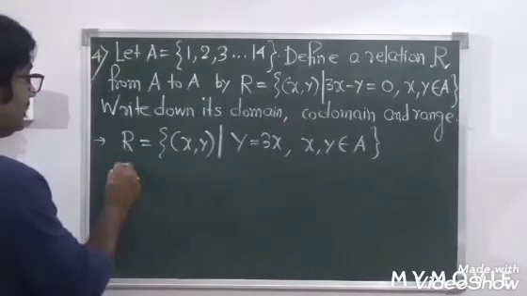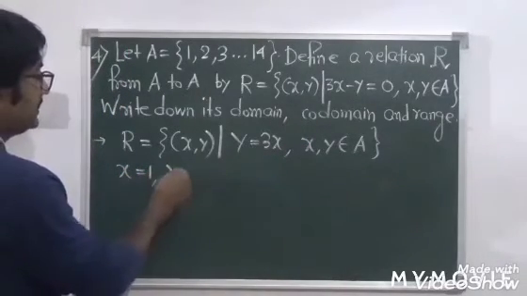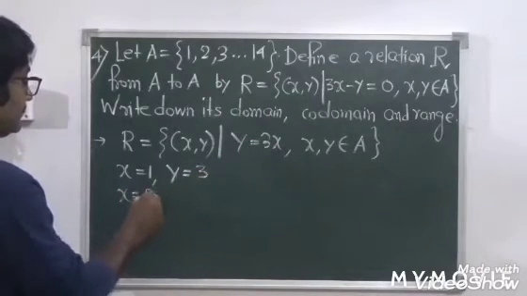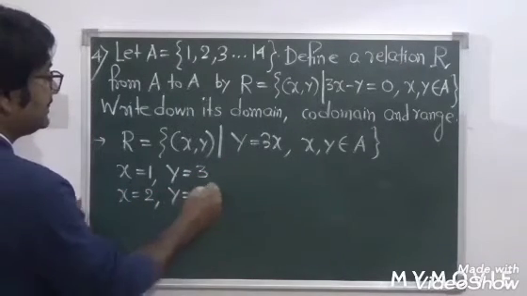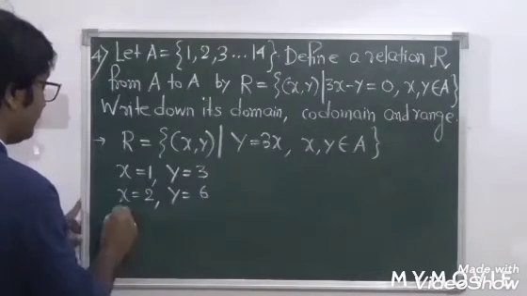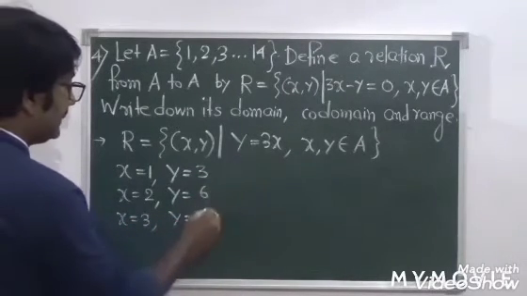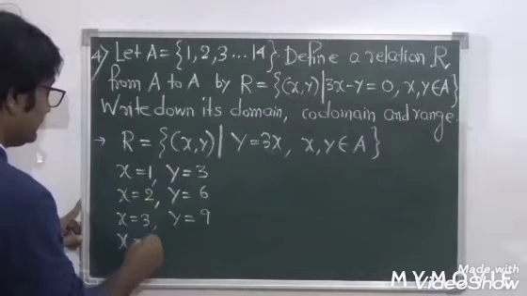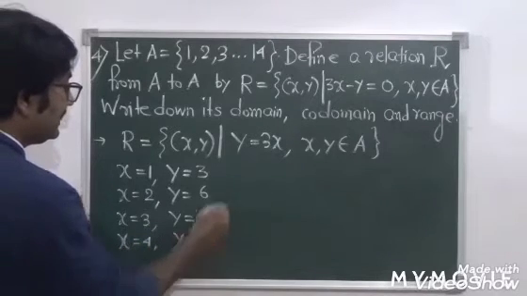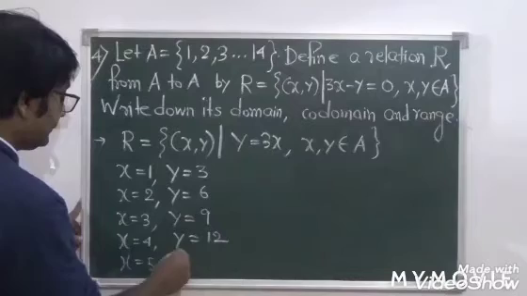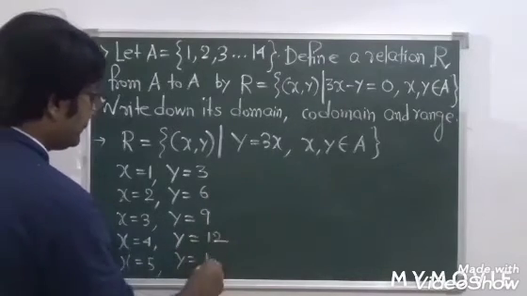Now if we take x equals 1, what is y? y is 3. If we take x equals 2, then y equals 6. If we take x equals 3, then y is 9. If we take x equals 4, then y is 12. If we take x equals 5, then y is 15.